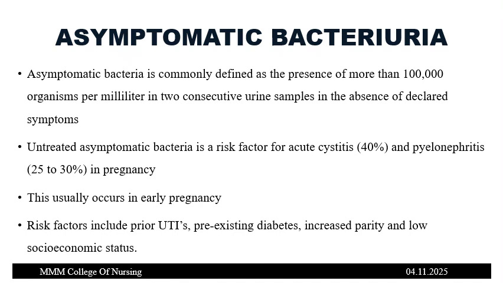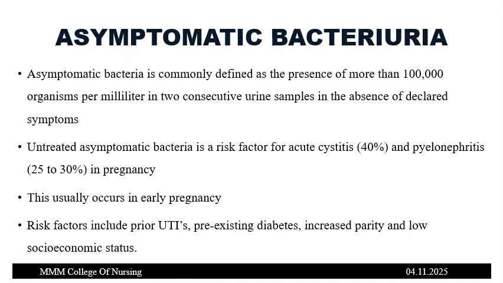Untreated asymptomatic bacteriuria is a risk factor for acute cystitis in 40% and pyelonephritis in 25 to 30% in pregnancy. So asymptomatic bacteriuria should be treated then and there, even if the patient doesn't have any symptoms like fever, vomiting, dysuria, pyuria or hematuria, but the urine sample shows more than 100,000 organisms per milliliter. Otherwise, it is going to cause ascending infection, causing pyelonephritis. This usually occurs in early pregnancy.